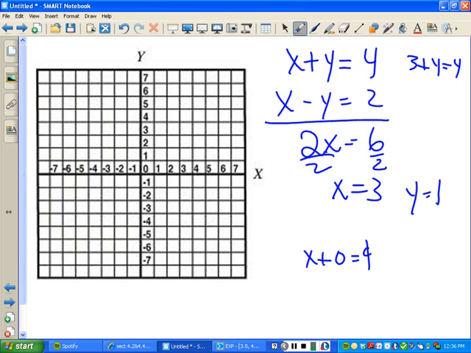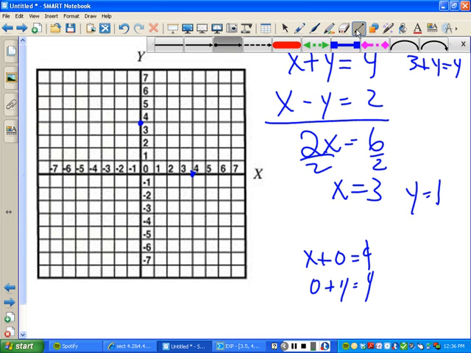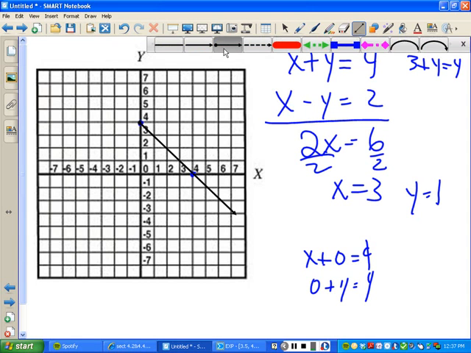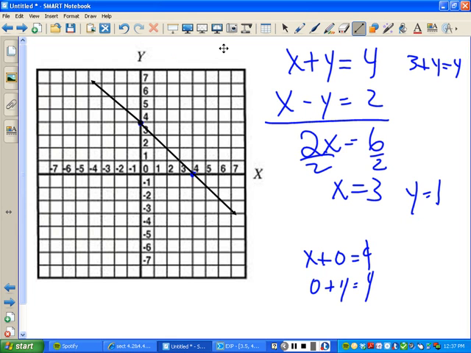X is 4. And to find the y-intercept, y is 4. Right? So then we're going to connect those dots, right? Close enough. Okay? Make the dot bigger. And it always goes this way as well. You get the idea. Okay?